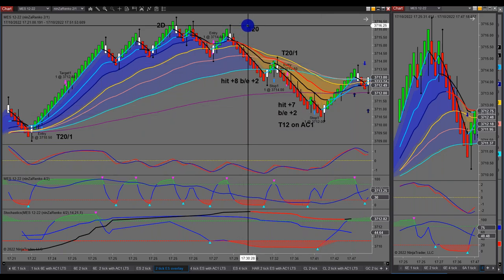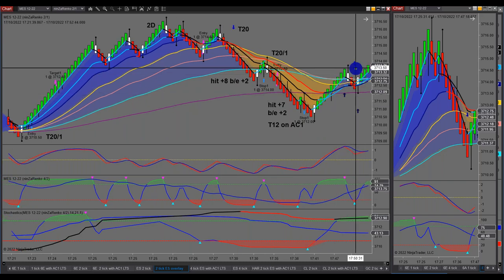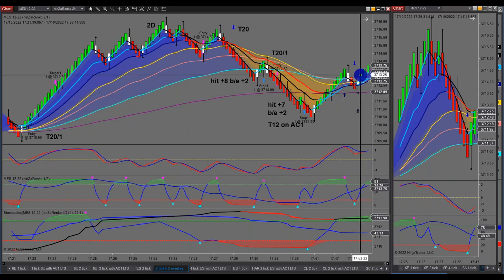But that's the blue arrow. See how it plotted again? It plotted back the other way and it plotted again. Now, I wish I could pull it up, but I can't.